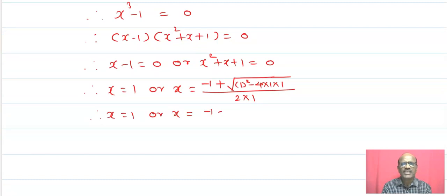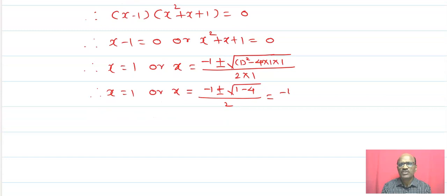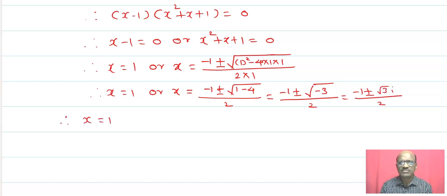For ax square plus bx plus c is equal to 0, the formula is x is equal to minus b plus or minus square root of b square minus 4ac upon 2a. And by using this, you are getting x is equal to 1 or x is equal to minus 1 plus or minus square root of 1 minus 4 upon 2. That is, minus 1 plus or minus square root of minus 3.